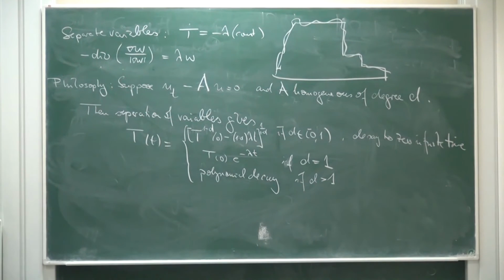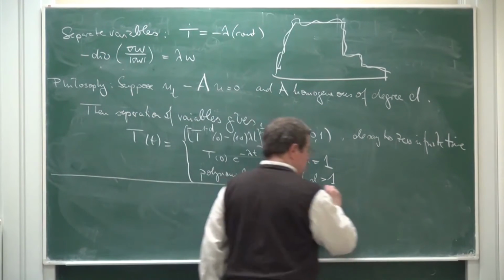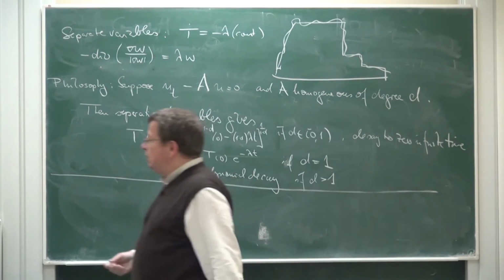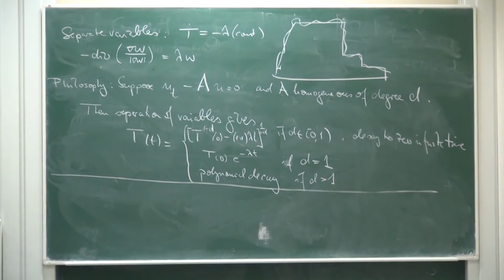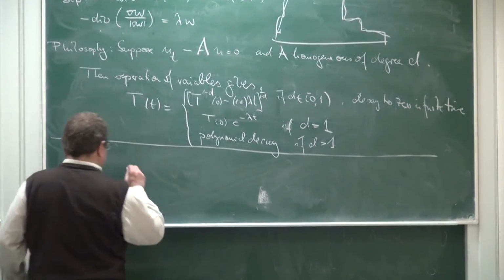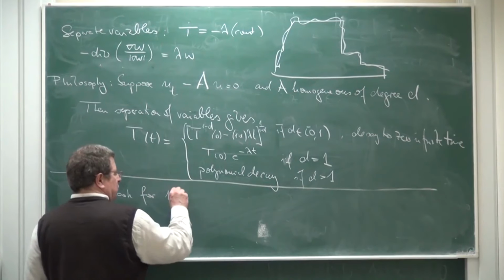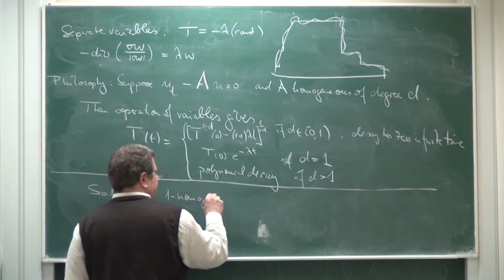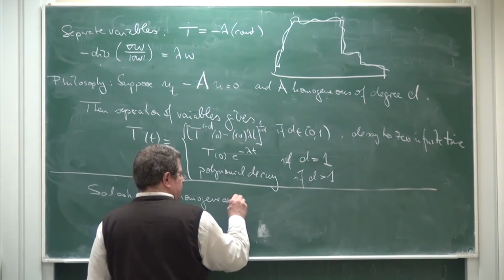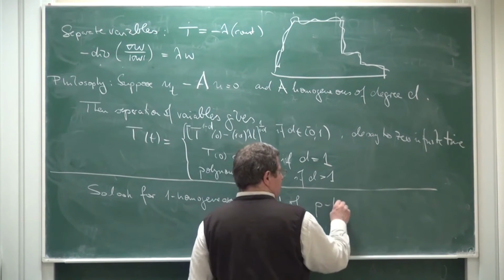So the case d equal to 1 is the closest to the heat equation, and therefore I prefer the case of a one homogeneous operator. Now, the p-Laplace operator and the one Laplace operator are not one homogeneous. But is there a one homogeneous version? So I look for a one homogeneous variant of the p-Laplacian.